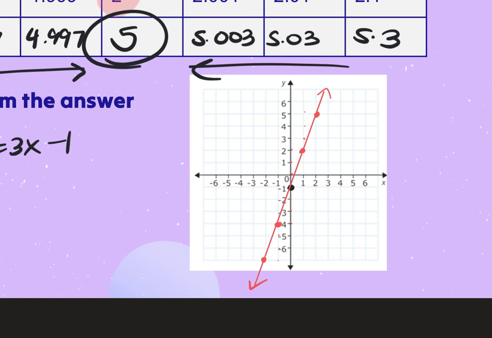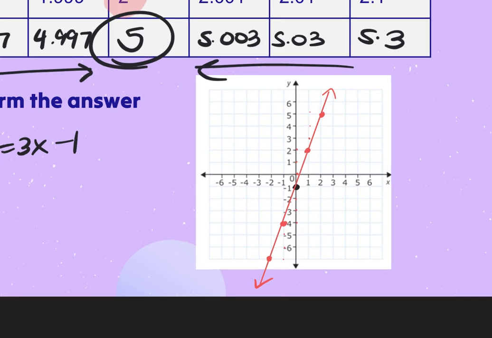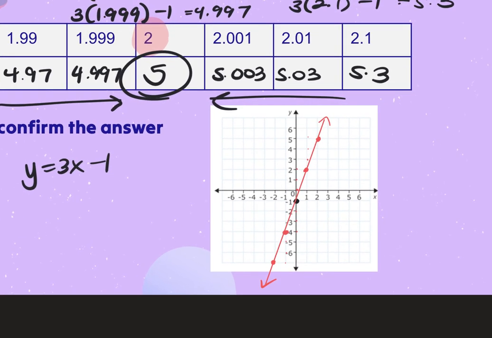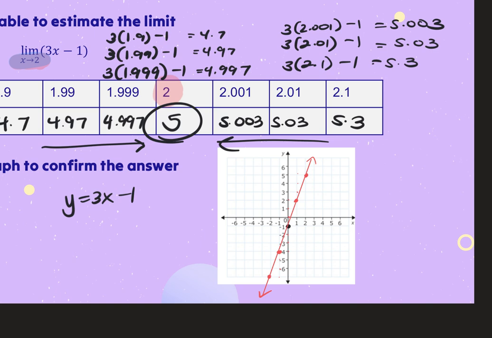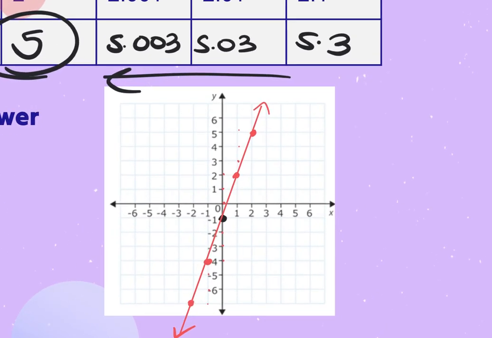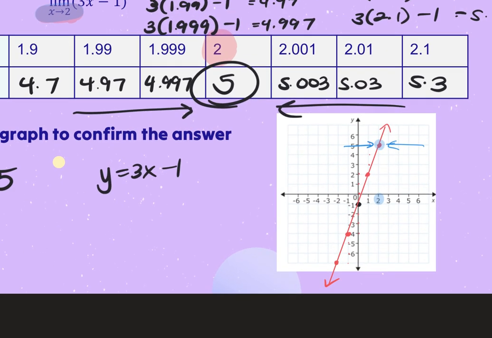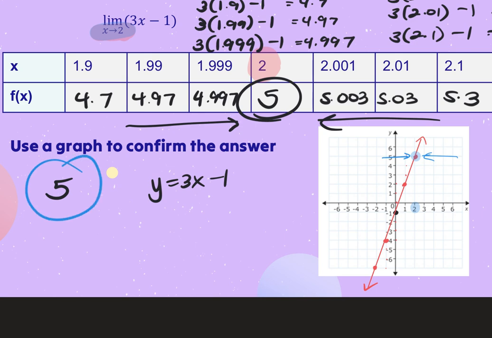Draw your line. Now the goal of this is to see what happens to my function, which is the graph, as x approaches what value? As x approaches 2. So 2, where my x is 2, would be in a line with here. As it approaches 2 from the left, what's my y value? 5. As it approaches from the right, what's the y value? 5. So it confirms that your limit is 5.